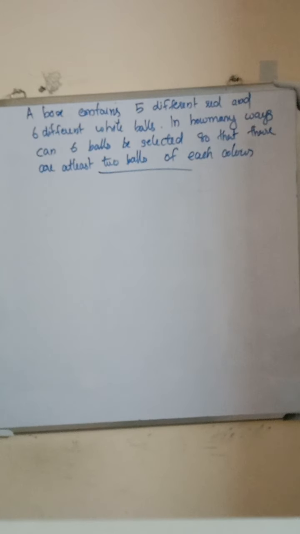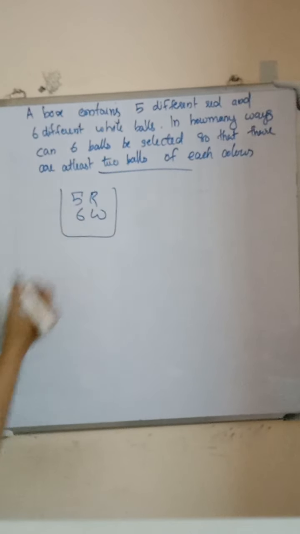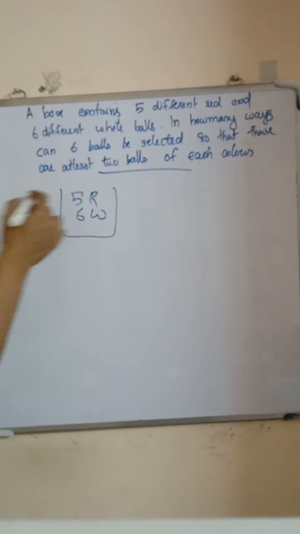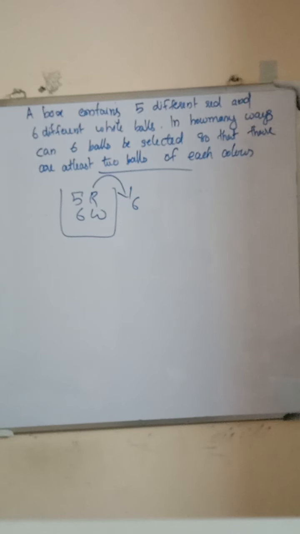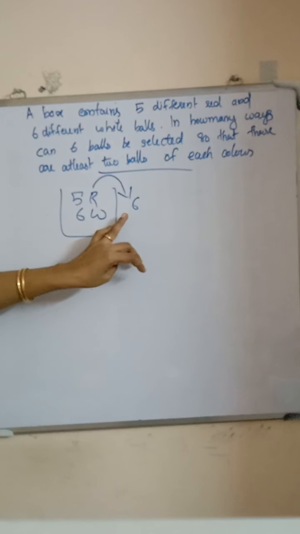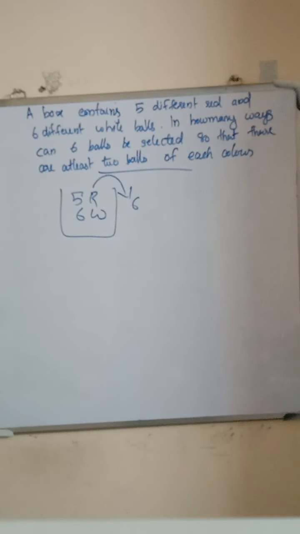Next problem. A box contains 5 different red and 6 different white balls. How many ways can 6 balls be selected so that there are at least 2 balls of each color? Six balls are selected, and in those 6 balls there are at least 2 red balls and also at least 2 white balls. The remaining will be red or white.